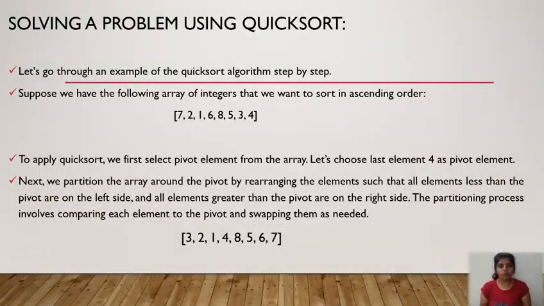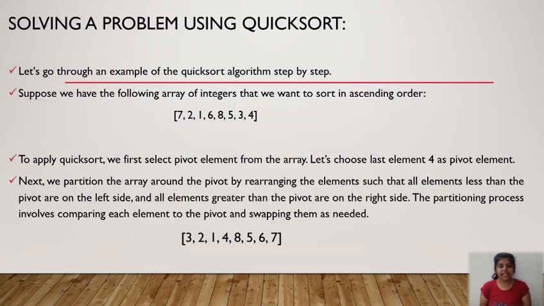Solving a problem using quicksort. Let's go through an example of the quicksort algorithm step by step. Suppose we have the following array of integers that we want to sort in ascending order: 7, 2, 1, 6, 8, 5, 3 and 4. To apply quicksort, we first select a pivot element from the array. Let's choose the last element, 4, as the pivot element.